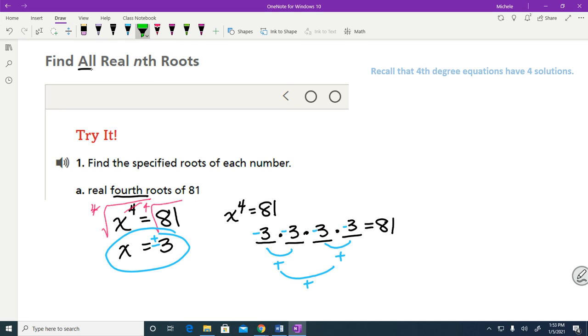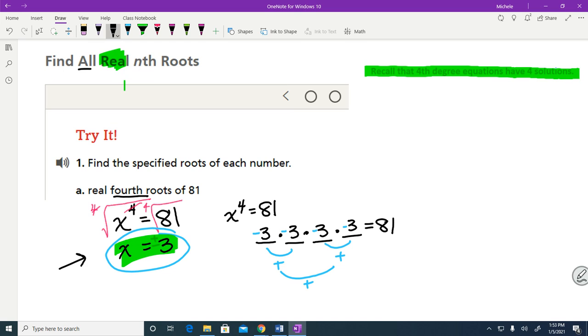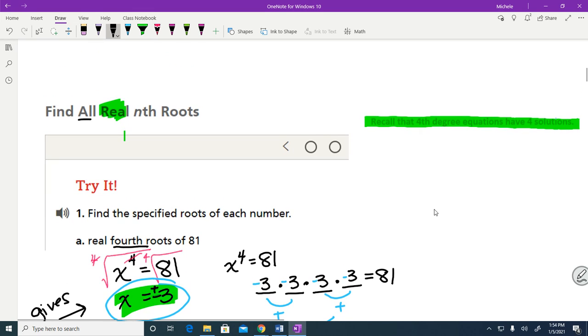Now, in case you're wondering, here's a note. Recall that fourth degree equations from chapter 3 have 4 solutions. Notice I've only found 2. I've found the real ones, and that's all I'm asked to find right now. So this method will give you real roots. If you want to find the imaginary, you're going to have to set it equal to 0, factor, and solve. But this chapter, we are only focusing on the real roots. So I only need positive 3 and negative 3 here. So we can isolate it and take the root.